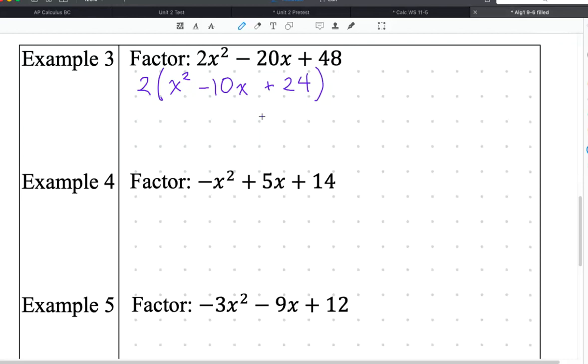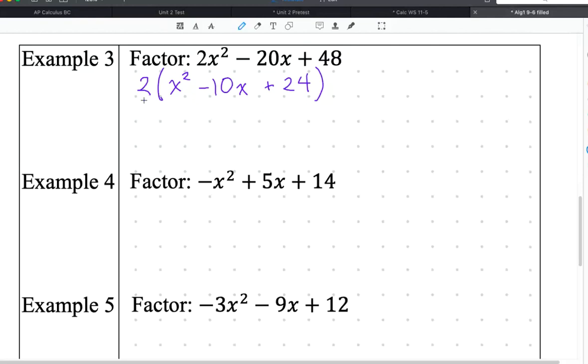Okay, that makes sense, Mr. Sindel. I don't understand 24 and negative 10. It's so hard. The first step is: what are the factors of 24? 1 and 24. And then you just keep going through your list.